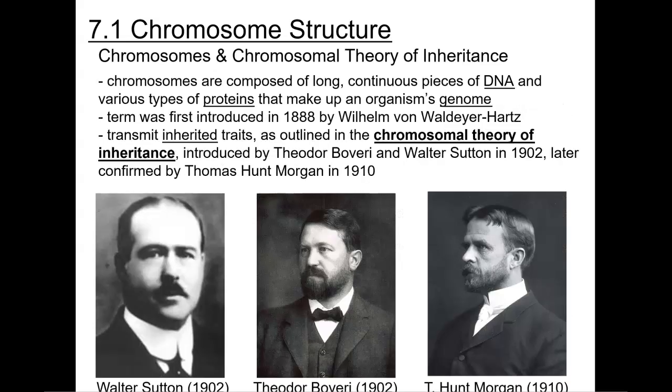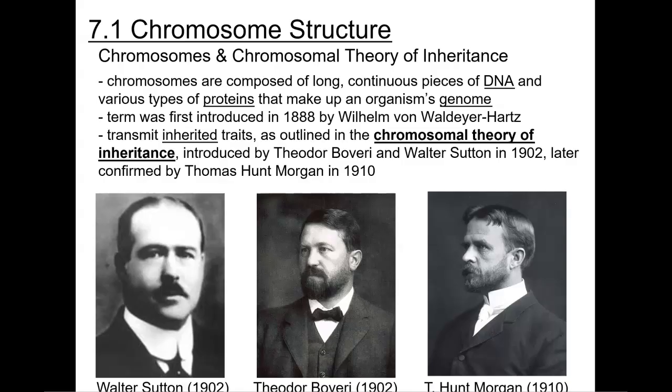Chromosomes are going to be composed of long continuous pieces of DNA and various types of proteins that are going to make up the organism's genome. The term is first going to be introduced in 1888 by Wilhelm von Willdyer-Hartz, and it's going to transmit its inherited traits as outlined in the chromosomal theory of inheritance. And that was introduced by Theodor Boveri and Walter Sutton in 1902. And later it's going to be confirmed by Thomas Hunt Morgan in 1910.